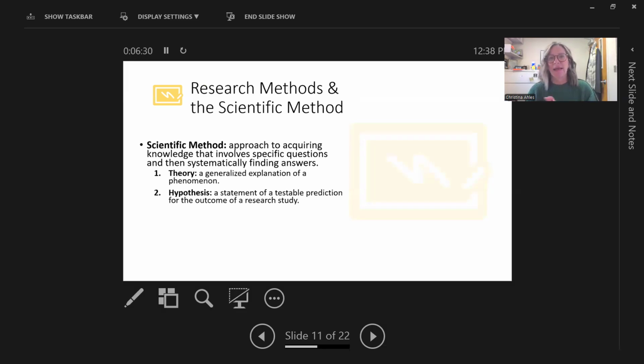So let's look at how we conduct research. In social behavioral sciences, we apply the scientific method just as other scientific fields do. It involves very specific questions and then finding systematic ways to answer those questions. Typically, an overall question leads to a theory, which is a general explanation of some phenomenon.